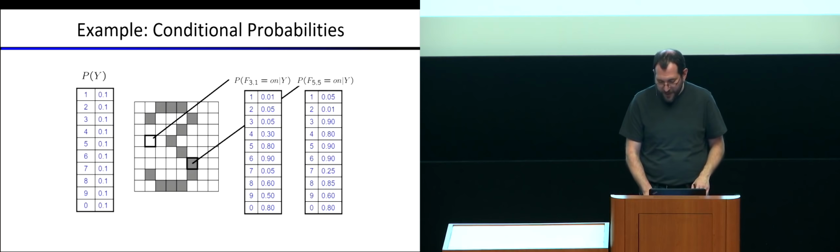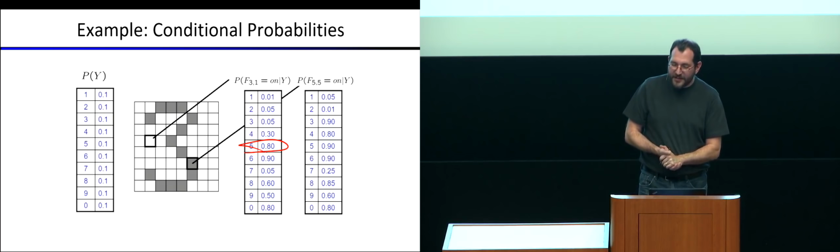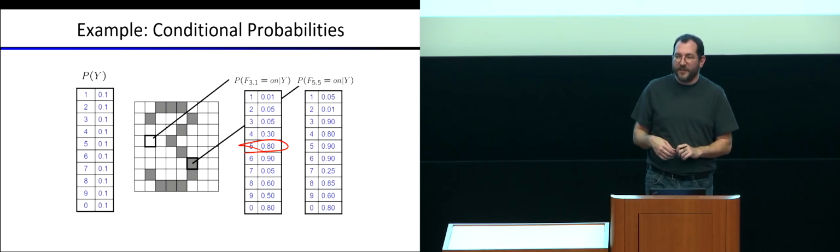So this is what the conditional probabilities in a naive Bayes model look like. Where did they come from? Well, this number came from saying, all right, in all of my examples of numbers that are the number 5, how often was pixel 3,1 on? Okay, 80% of them, done. That comes from the data.